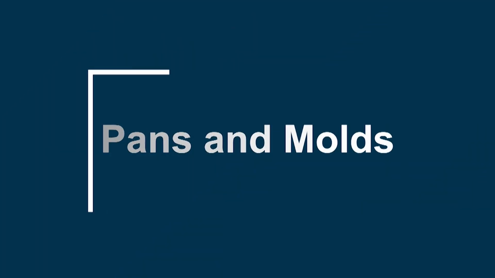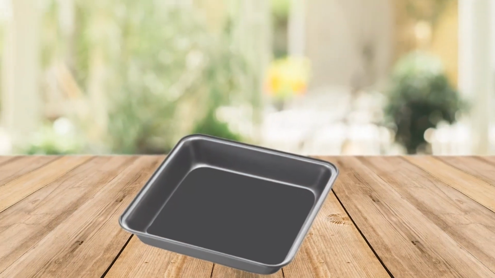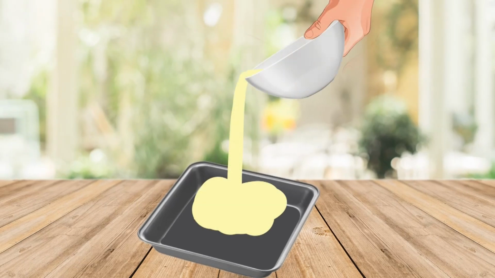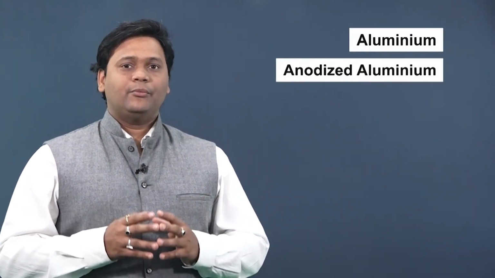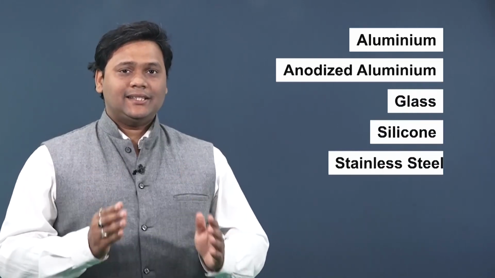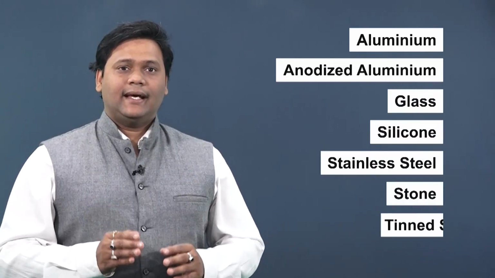Pans and molds. These are the most fundamental utensils used in the baking process. A baking pan is used to hold the runny batter such as a cake batter, and sometimes it is also used to bake a loaf of bread too. Pans are made of aluminium, anodized aluminium, glass, silicon, stainless steel, stone, and tinned steel.